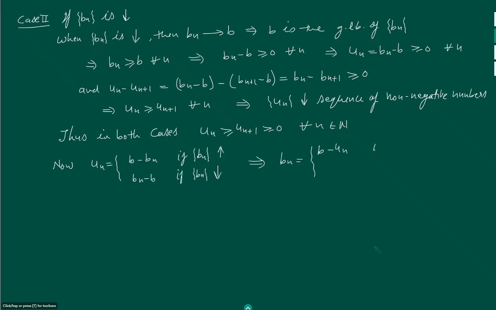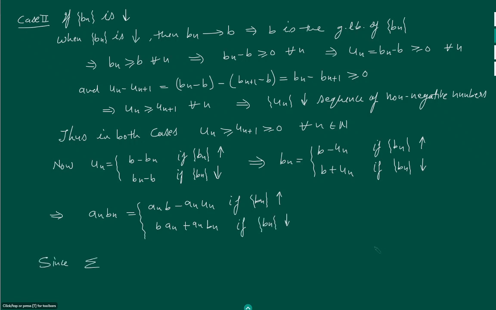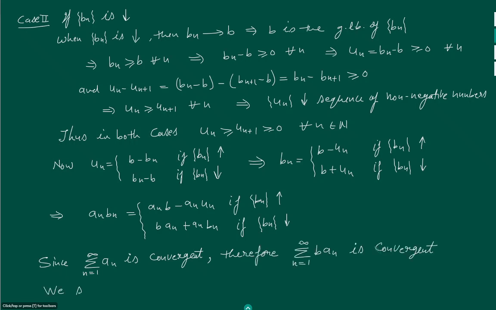So now Un is B minus Bn if Bn is increasing, and Bn minus B if Bn is decreasing. So Bn can be written as B minus Un if Bn is increasing, and B plus Un if Bn is decreasing. So the summation of An Bn would be B An minus An Un if Bn is increasing, and B An plus An Un if Bn is decreasing. Now since summation An is convergent, therefore summation B An is also convergent.